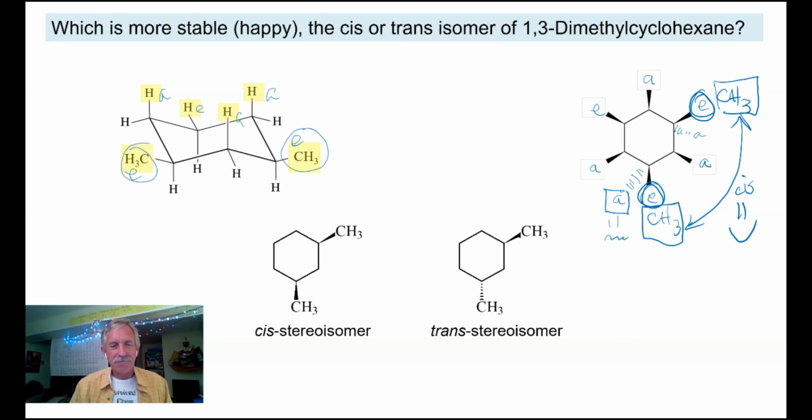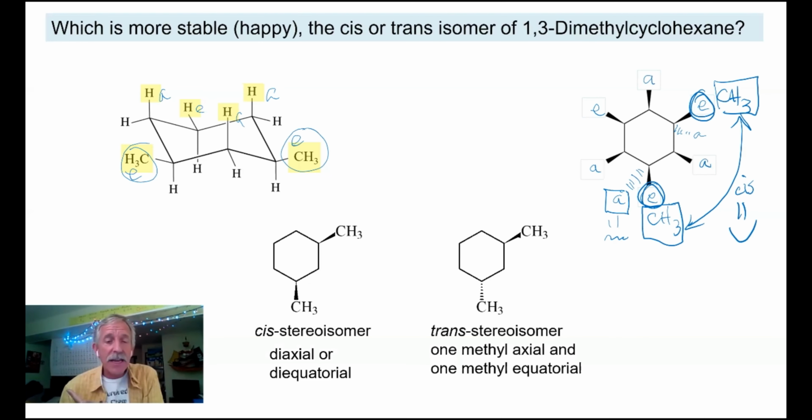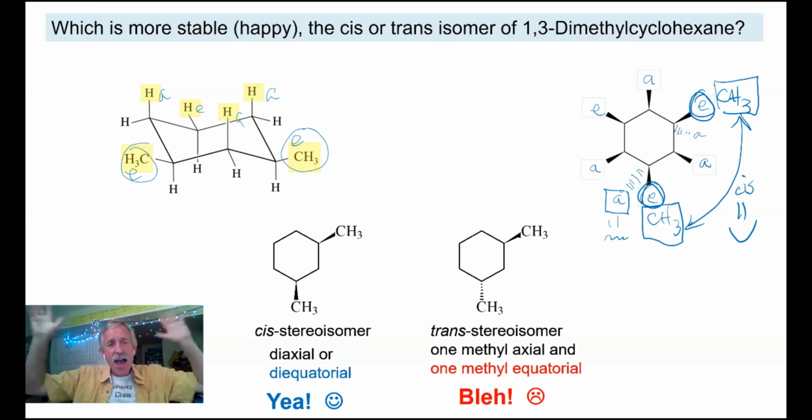How's that feel? So you could have those 2 methyls diaxial, do a ring flip. Are you crazy? Why would you do that? Or keep them both equatorial. Or you could do the trans, where you could have 1 axial, 1 equatorial. Don't want to do that. So in all honesty, what happens in the end here is, yay! We love the cis stereoisomer.